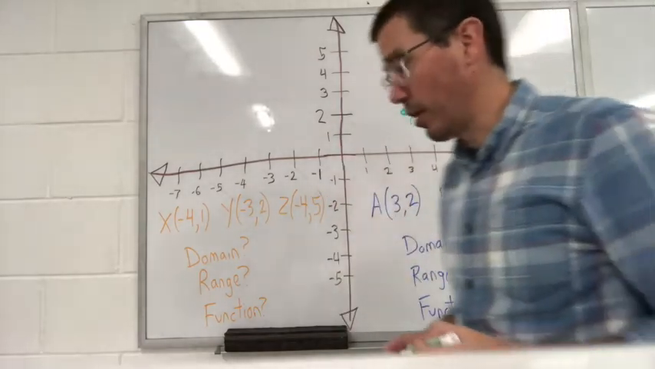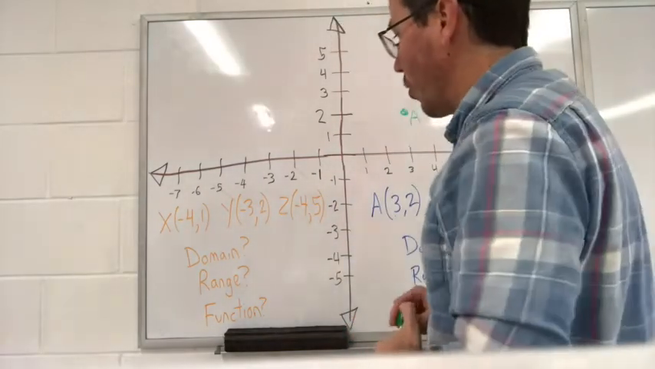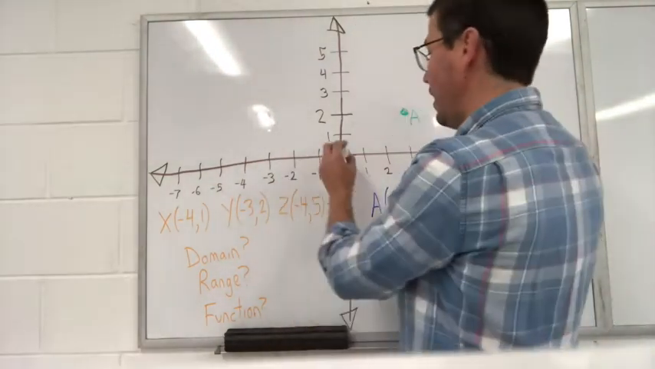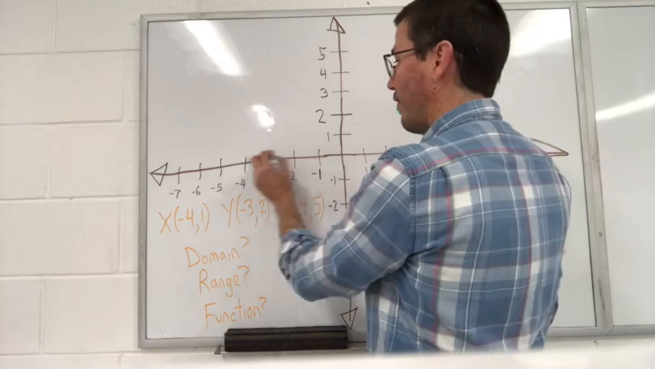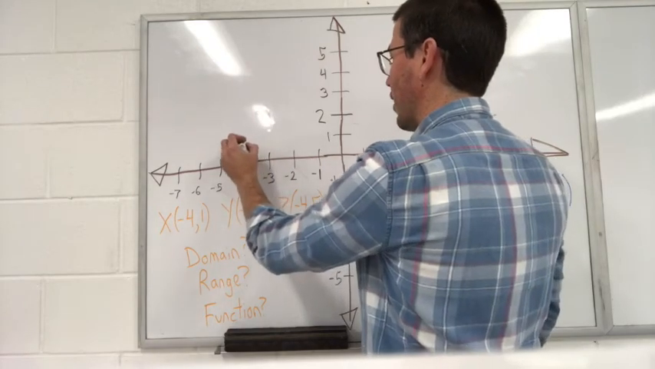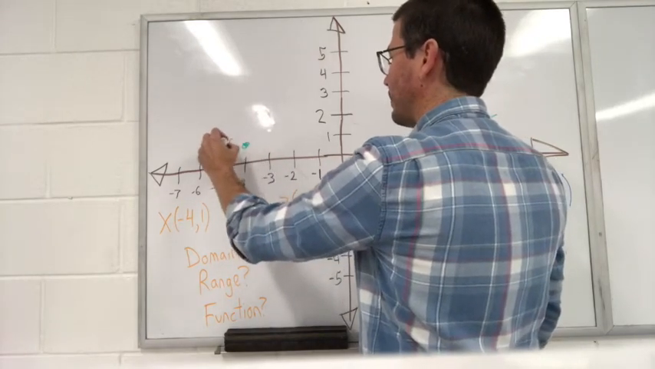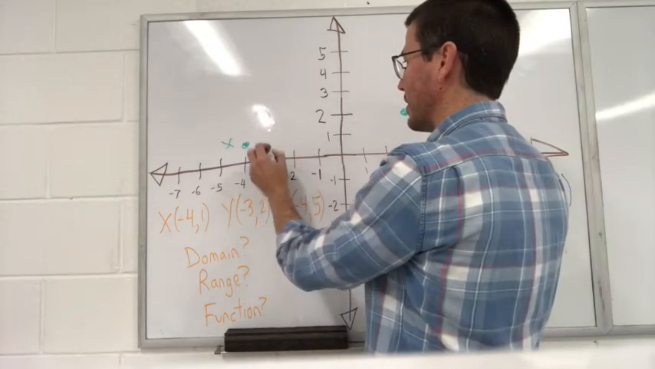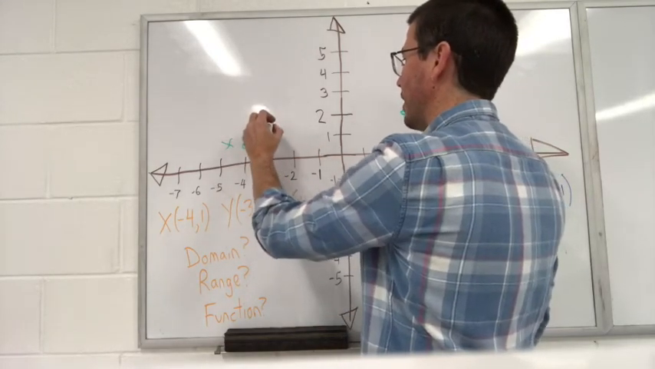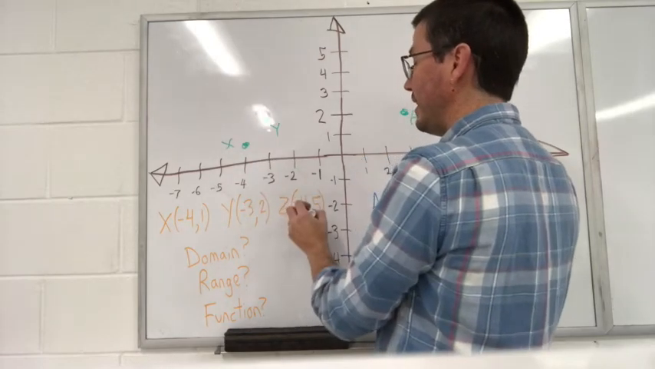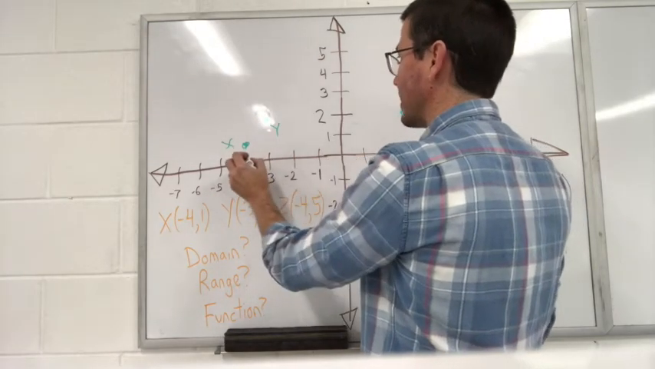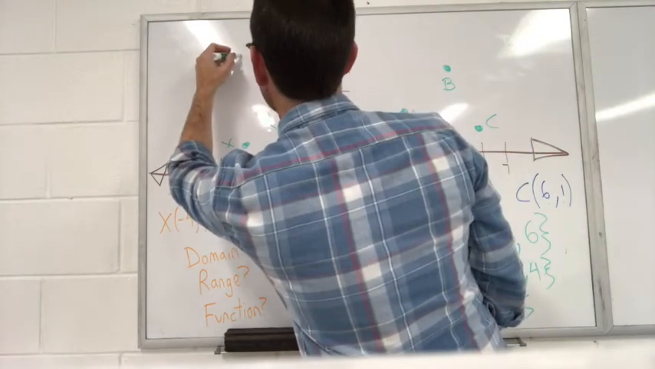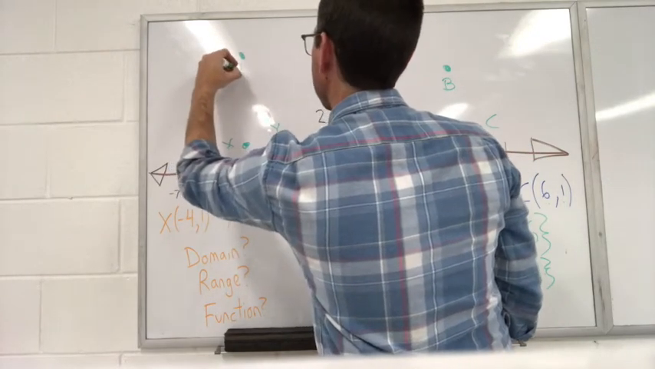Let's come over here to my orange one. We've got, again, 3 coordinates, X, Y, and Z. We're going to graph them. X, we go back 4 on the x-axis and up 1 on the y-axis. Put a little dot, put an X. Y, we go back 3 on the x-axis, up 2 on the y-axis. Put a dot, call it Y. Z, we go back 4 on the x-axis, up 5 on the y-axis. Put a dot. Call it Z.